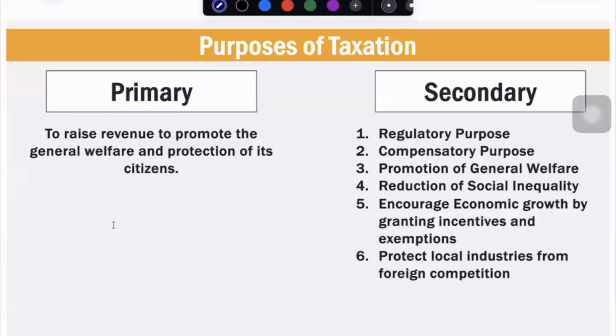Now, let's go to your purposes of taxation. So what are the purposes of taxation? The first purpose, or the primary purpose of taxation, is to raise revenue to promote general welfare and protection of its citizens. We have already discussed this earlier. The main purpose really is for public purpose. And when we talk about public purpose, that is the general welfare and the protection of the citizens.